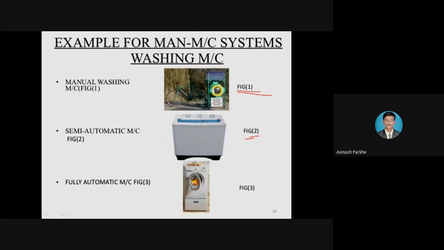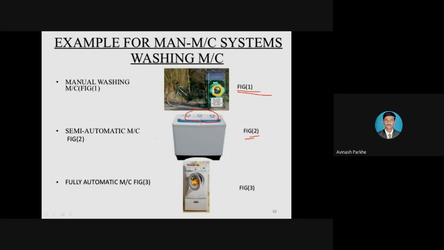Here the second figure is also given. Semi-automatic washing machine means some amount of human assistance is required. That means I have to open that machine, insert the clothes into it, and use some control devices. You can see at the top of that machine some control devices are provided. I have to set the machine as per the requirement, set the temperature, and insert the powder. So here 50% human assistance is required.